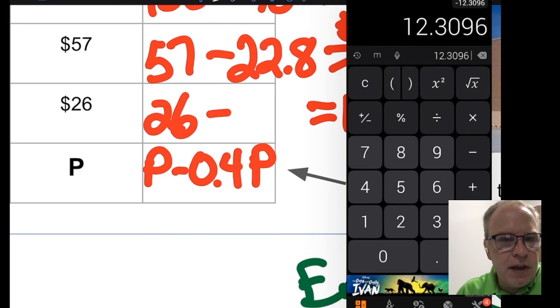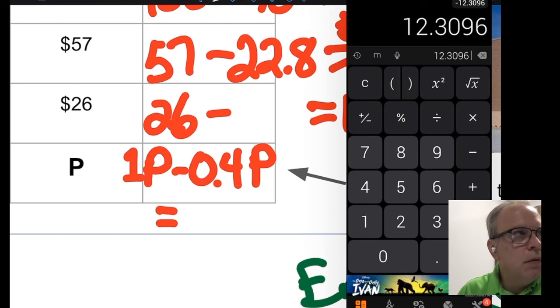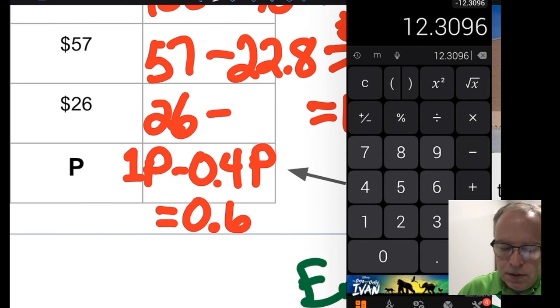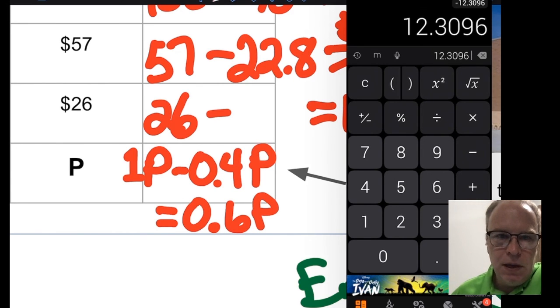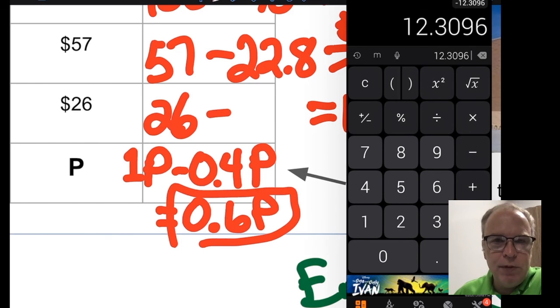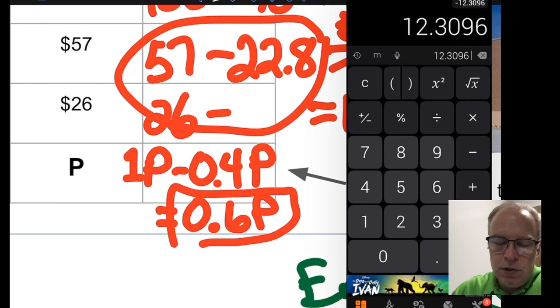Now you could leave your answer that way, or how could we simplify this? Well, what is 1p take away 0.4? That's 0.6p, or 60% of the original is what you're paying. 60% of the original is what you're paying. So that's called an algebraic expression. So this would be the little machine you could use to figure out all the prices in all the store. You don't have to do this 2 or 3 step process. You could just do one step to figure out the price, and you take 0.6 times the price, and bam, you got your answer for how much that sucker costs.